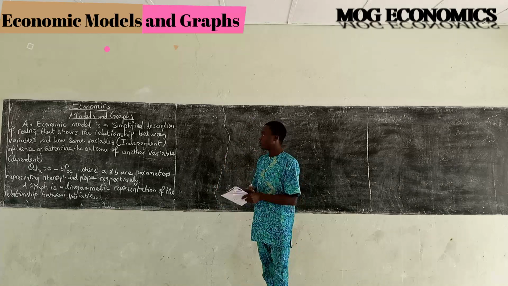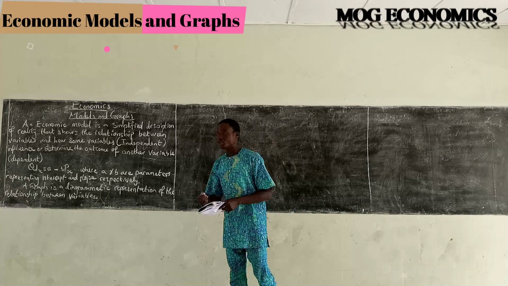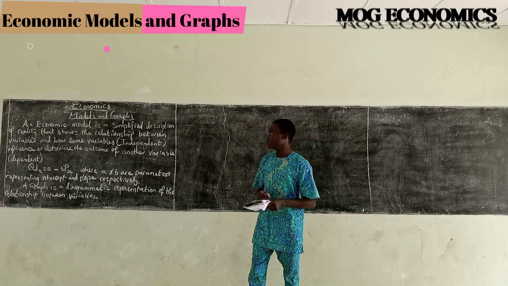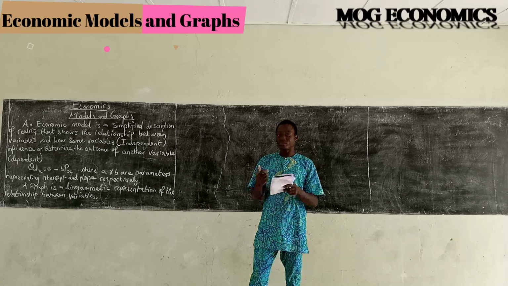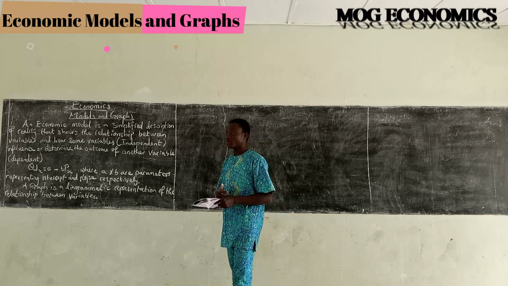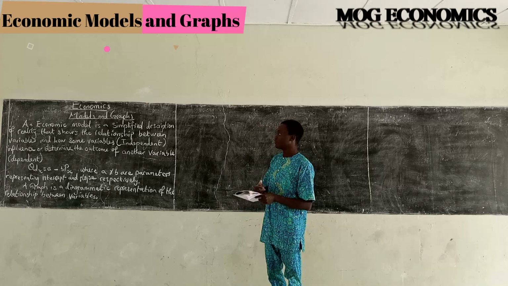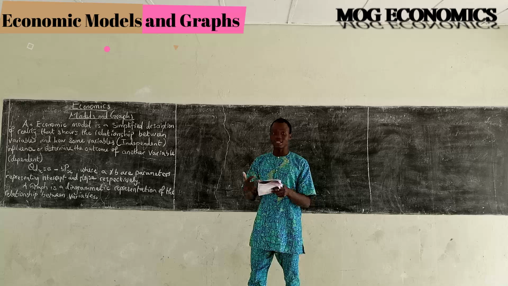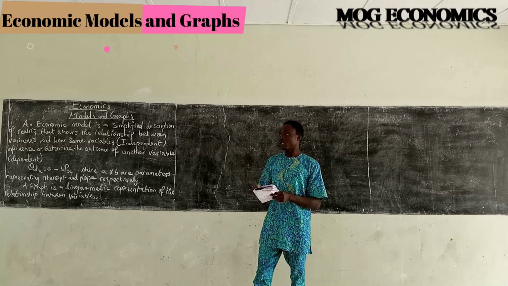An economic model is a simplified description of reality that shows the relationship between variables and how some variables, called independent variables, influence or determine the outcome of another variable, which is called the dependent variable. Let me go over that again. An economic model is a simplified description of reality that shows the relationship between variables and how some variables, that is the independent variables, influence or determine the outcome of another variable, which is called the dependent variable.